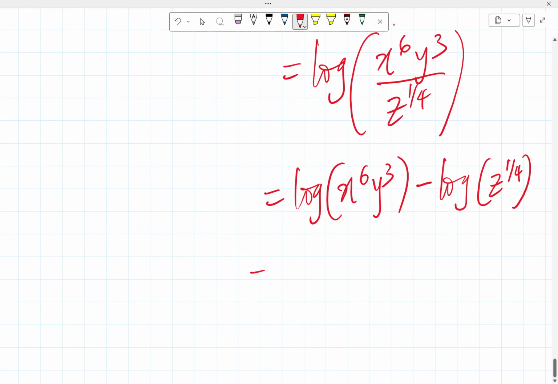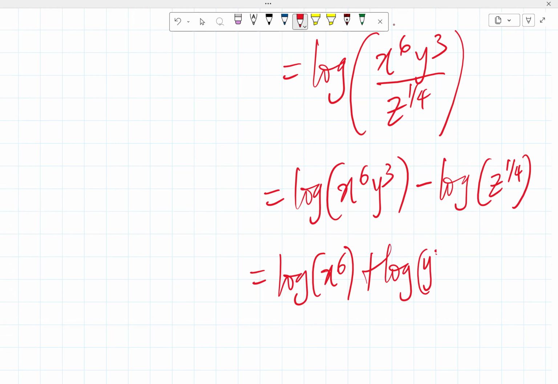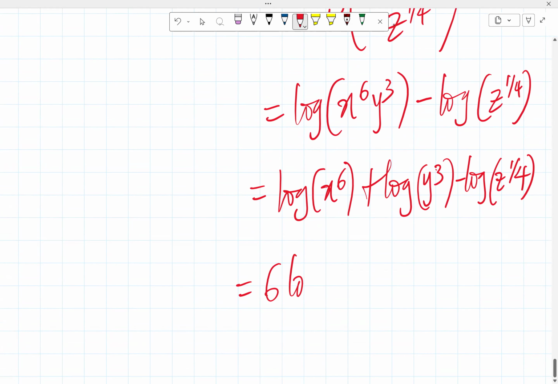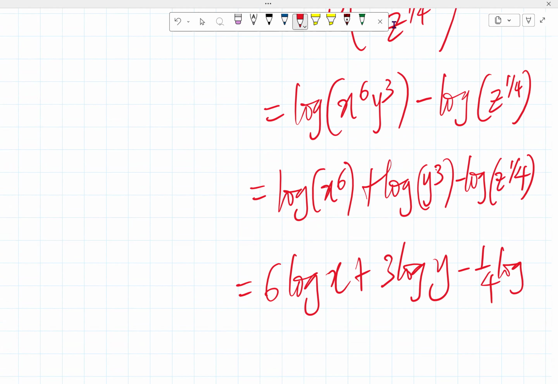Then next we can do product. So we have log x6 plus log y3 minus log z raised to power 1 over 4. And then we can finally do power law, where all the powers come down. So we have 6 log x plus 3 log y minus 1 over 4 log z. Okay, that's what we have for that.